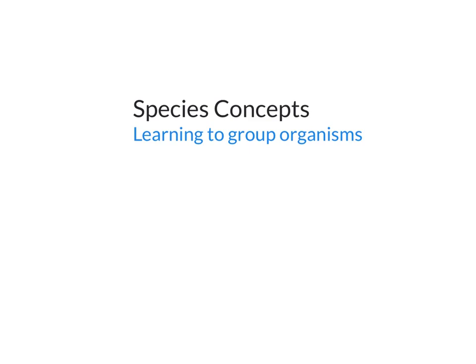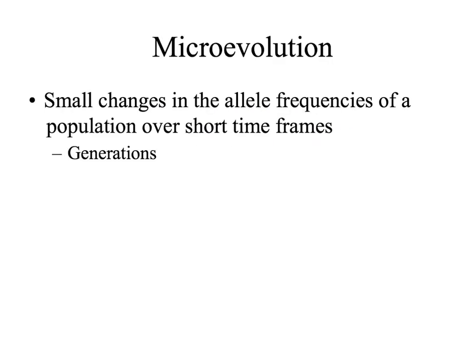In this lesson, we will be looking at the species concepts. We will learn how to group organisms into different species. In our previous chapter, we have looked at microevolution. These are small changes in the allele frequencies of a population over short times. Generally, we are looking at generation to generation and observing the changes in allele frequencies between these generations.